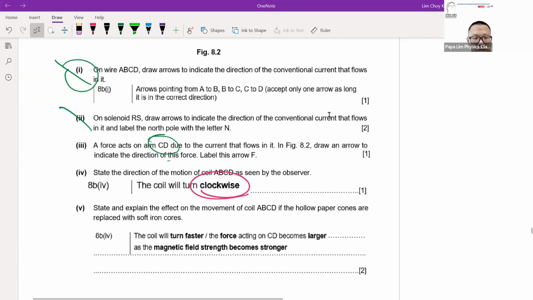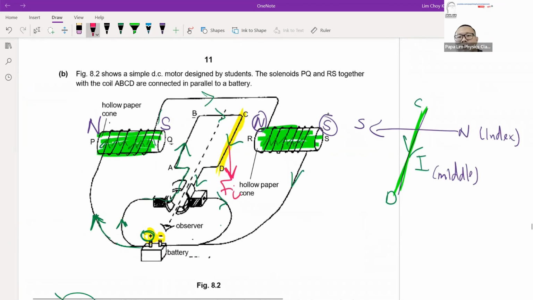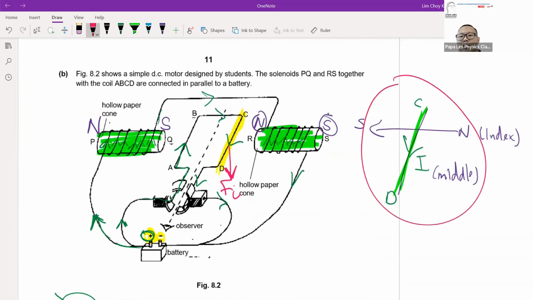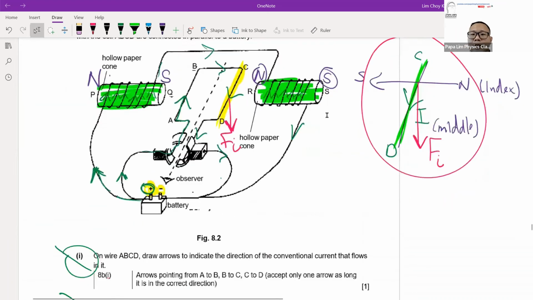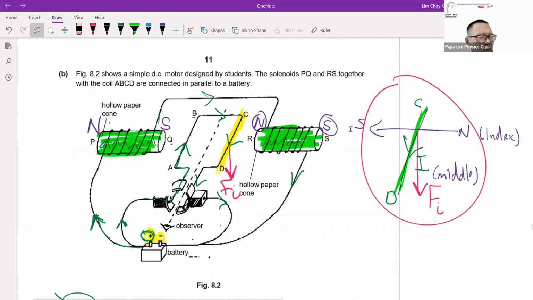Okay, so take note of this induced force. If you apply your Fleming's left-hand rule here on the coil CD, you'll find that the force will actually be pointing downwards. What force am I looking at? The induced force. If you have a problem with the induced force, you can look at my video at chapter 21 or 20 on Fleming's left-hand rule.